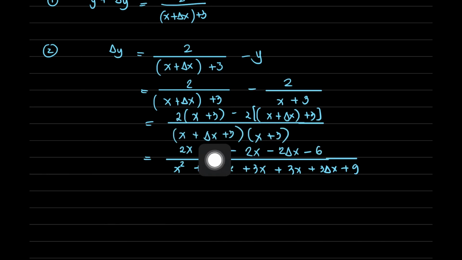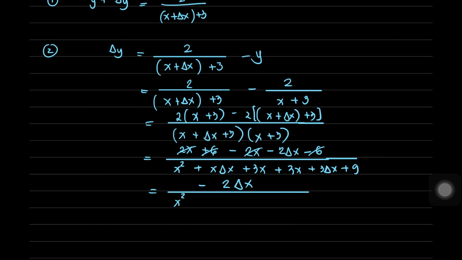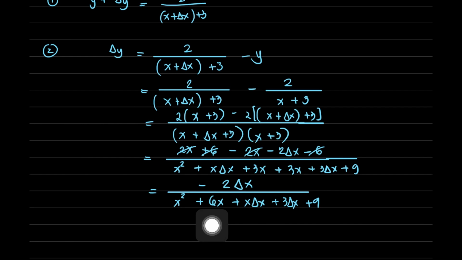So the expansion of this one: x times x is x squared, delta x times x is x delta x, 3 times x is 3x, and 3 times x is 3x, 3 times delta x is 3 delta x, and 3 times 3 is equal to 9. And if we simplify the numerator, 2x minus 2x, 6 and negative 6, so this is now equal to negative 2 delta x, all over x squared plus 6x plus x delta x plus 3 delta x plus 9. The only similar terms in the denominator are 3x and 3x, which gives us 6x here.